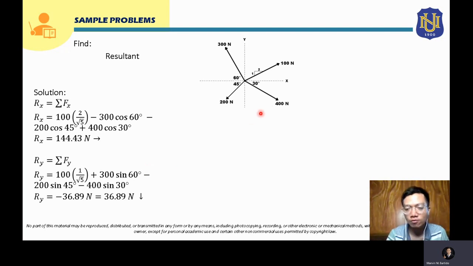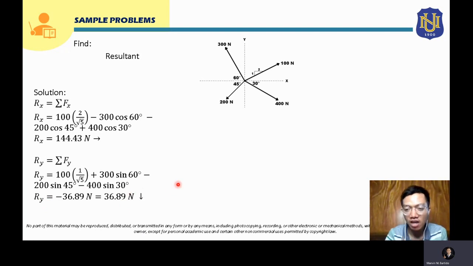And lastly, for your 400 Newton force, since the vertical component for this is 400 sine 30, and since this is directed downward, this will be negative here. So solving this and inputting this on your calculator, that will be 100 times 1 over square root of 5 plus 300 sine 60 minus 200 sine 45 minus 400 sine 30 degrees. So it will give you negative 36.89 Newton. Okay, so the negative sign here indicates that your Ry is directed downward. So your Ry will be 36.89 downward.